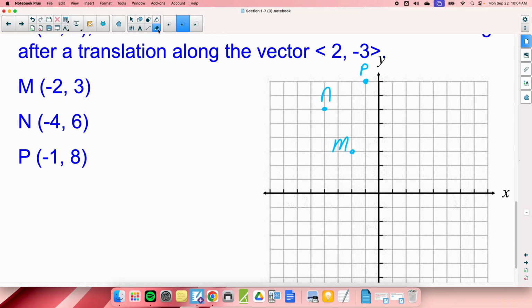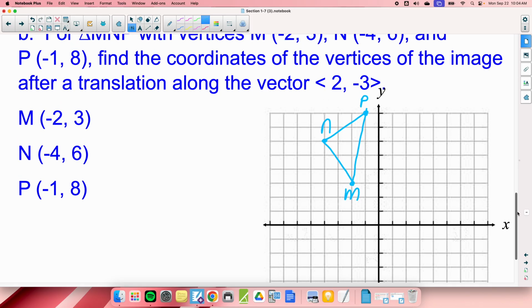Now, when I go to connect this into a triangle, it's going to look like this. All right? And then what we have to do is we have to move things along this vector. If it's a +2, which way do you think we're moving things? To the right. And then if it's a -3, down. So for every point, we're going 2 to the right and down 1, 2, 3. And that's gonna be our new prime.